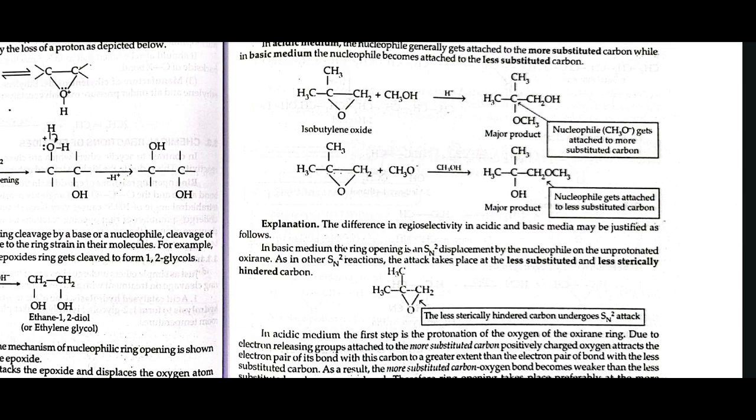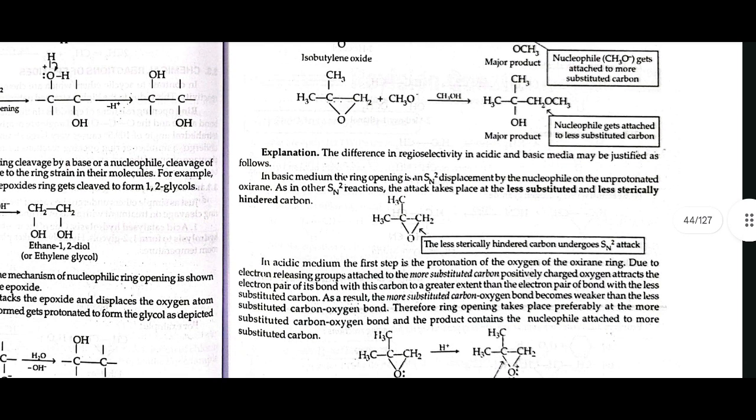Explanation. The difference in regioselectivity in acid and base media may be justified as follows. In basic medium, the ring opening is an SN2 displacement by the nucleophile on the unprotonated oxirane. As in other SN2 reactions, the attack takes place at the less substituted and less sterically hindered carbon.